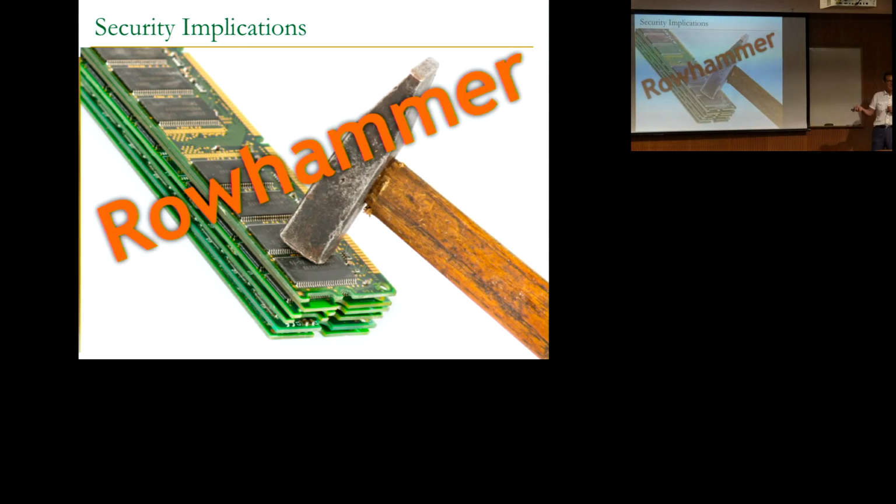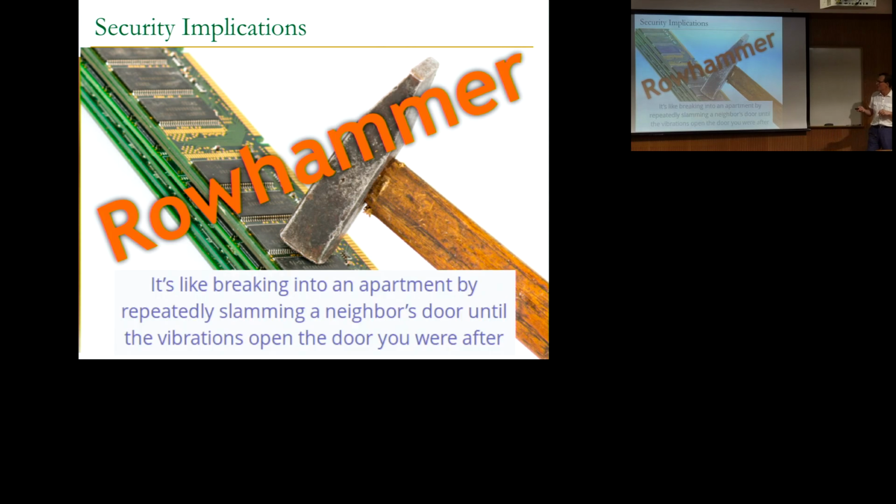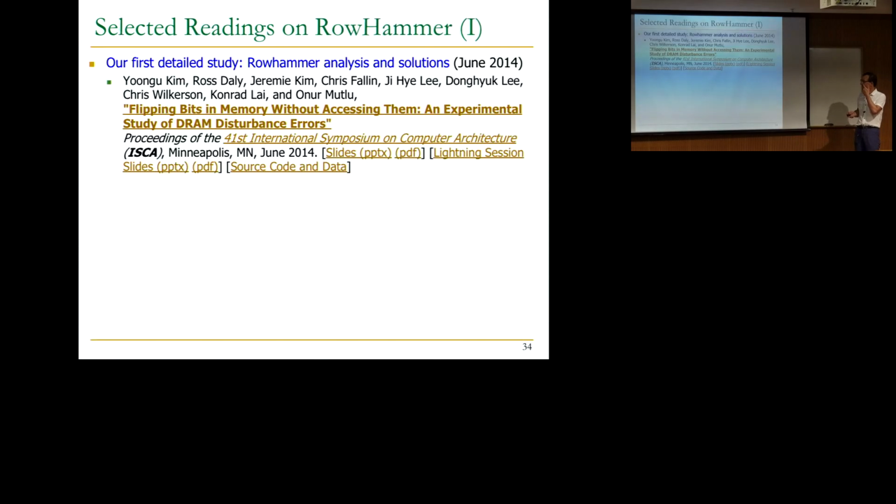But people also started drawing pictures like this. This is the end of memory. I like this picture. It's very nice. I like these intuitive explanations. I think one person really nailed the problem by saying it's like breaking into an apartment by repeatedly slamming a neighbor's door until the vibrations or perturbations open the door that you were really after. So if you want to break out of this room for whatever reason, if it's locked, you may want to start banging on the walls and hope that the RowHammer effect magically opens the door that you're after. Like an escape room. Yeah, like an escape room.